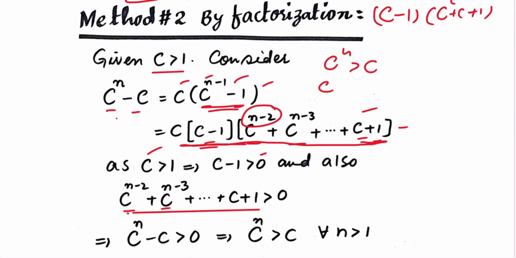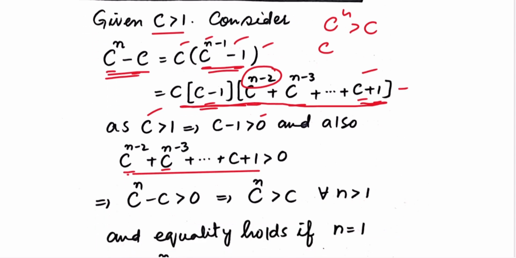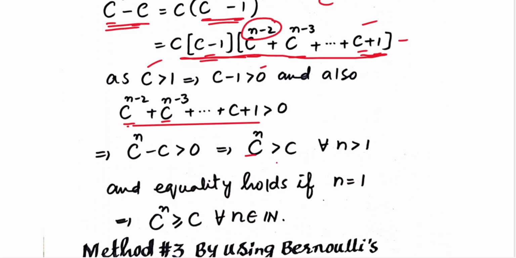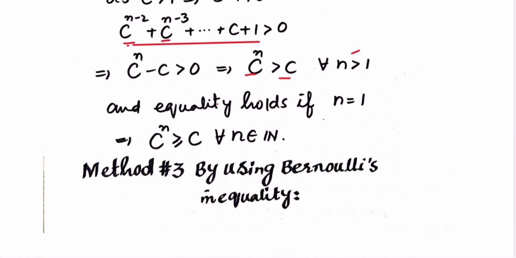This implies the left hand side, c^n minus c, is positive. And finally we can say that c raised to power n is greater than c for all n greater than 1, and equality holds if n is equal to 1. Hence c^n is greater than or equal to c for every positive natural number.